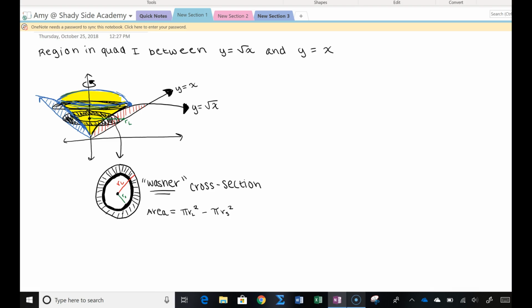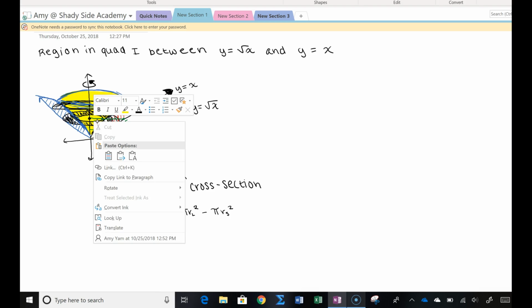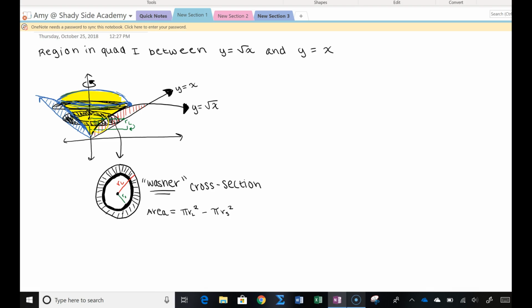Okay, just setting the stage for what's to come. Let's talk now. In this particular case, with these particular cross sections, we are adding up cross sections that are stacked over an interval of y or an interval of x. So we know this volume is going to be a summation of infinite things over an interval of y. We're going to get there in just a minute.